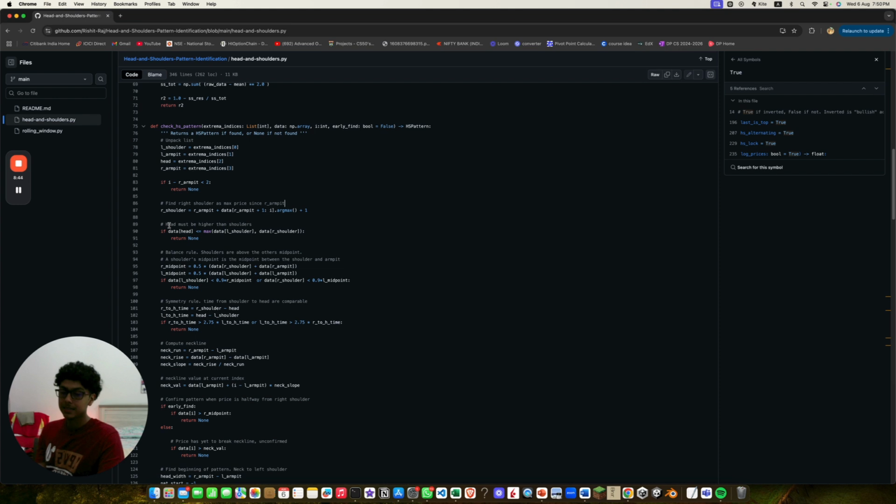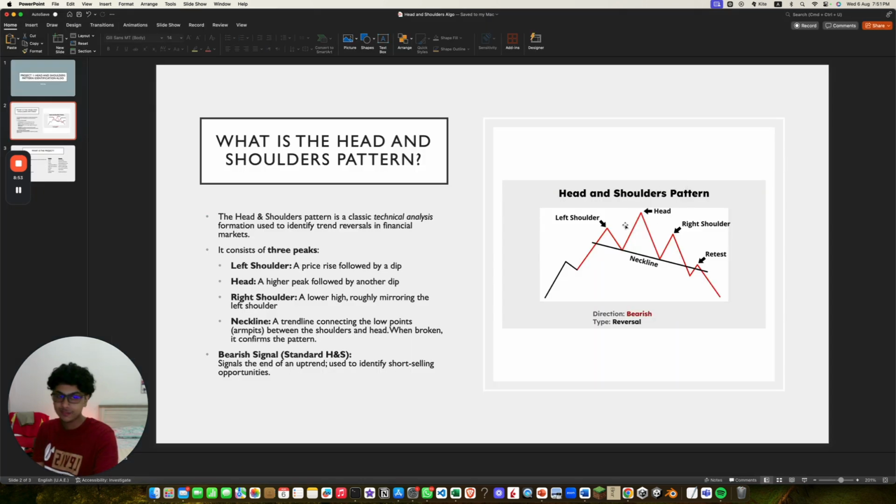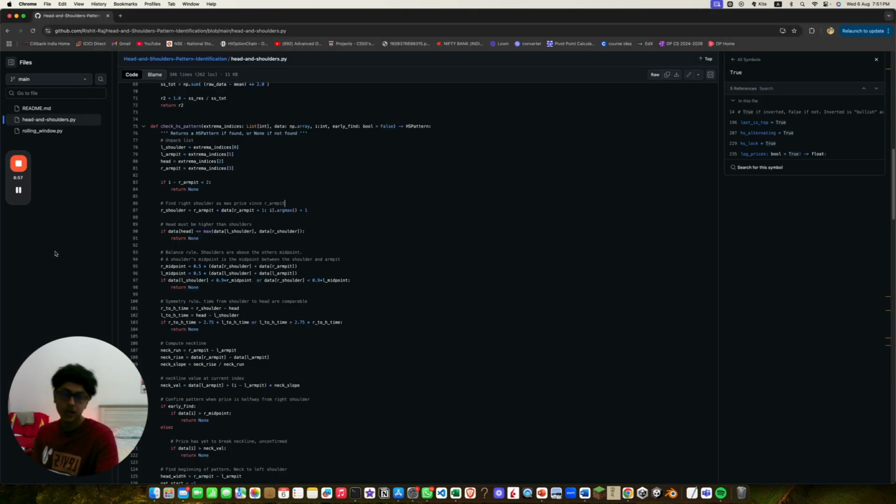And then what it does, now we get to the checks, right? So we already have the HS pattern object, which we're going to input into this function. So the first check is that the head must be higher than the shoulders. This is a very important one. You can see clearly the head has to be higher than both the shoulders, otherwise it's not a valid pattern. That's what this little part here does.